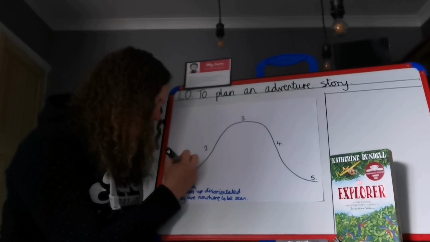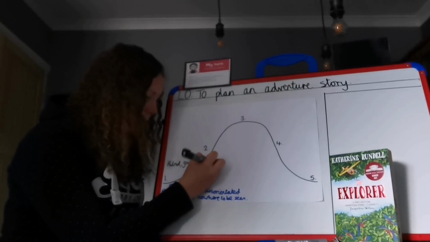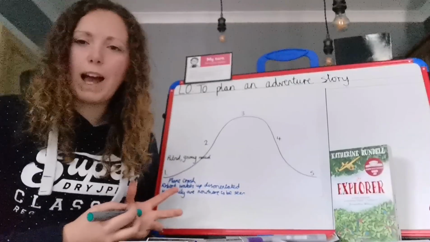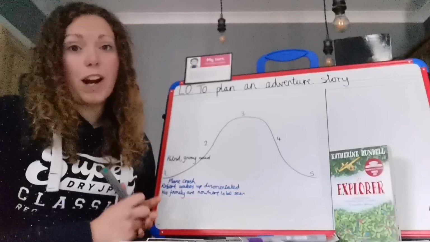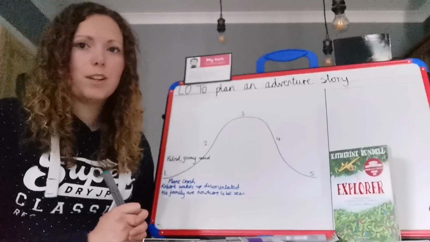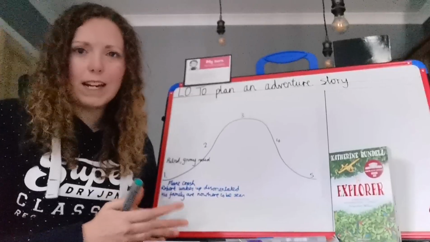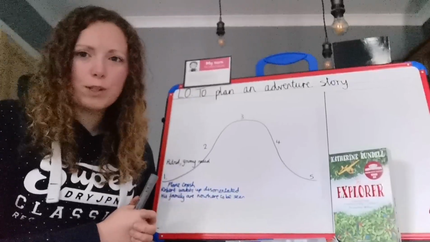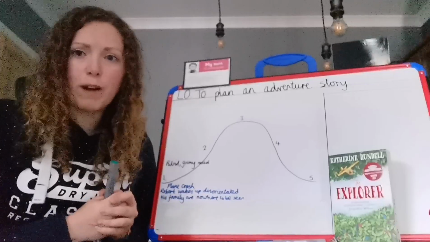Putrid, grimy, mud. Next, I'm going to think about how my character's feeling. So the plane just crashed, as I mentioned. So how are they going to be feeling? Well, they're not going to know where they are. They're going to be disorientated, probably confused, and I would imagine, I don't know about you, Year 5, but I'd be quite panicked. I'd be quite worried about where I was.